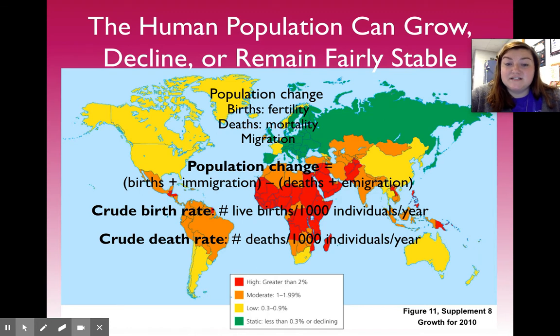Population change is pretty self-explanatory, right? Births plus immigration minus deaths plus emigration. So immigration with an I being people coming to that place, emigration with an E being people leaving that place. Either way, deaths and emigration, obviously those are people departing, whether departing life as a whole or just departing that country or area of residence. So that's how you calculate population change as a whole.